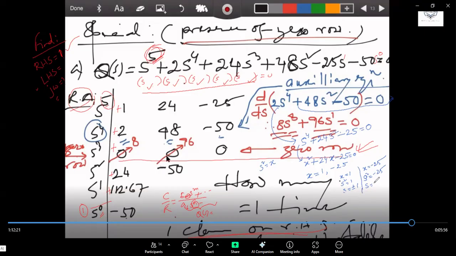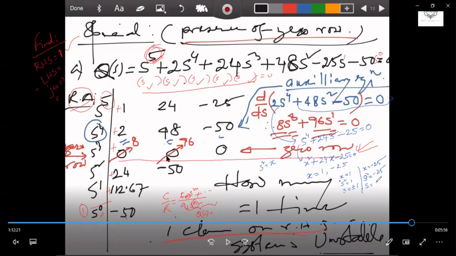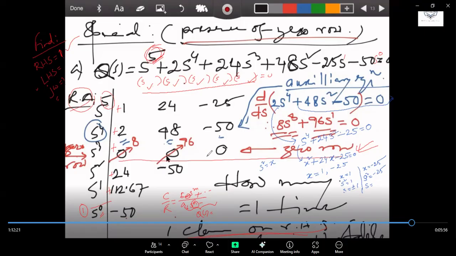Root 25 is what? 5, and there is a minus sign. So root over minus 1 is what? Sir, I. I means here we call it what?